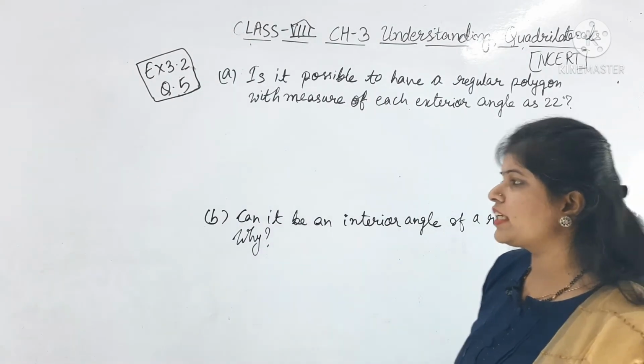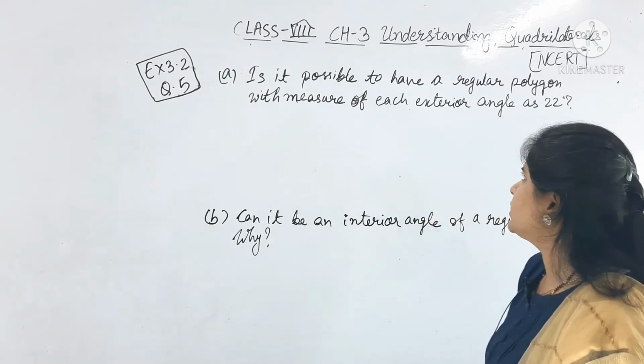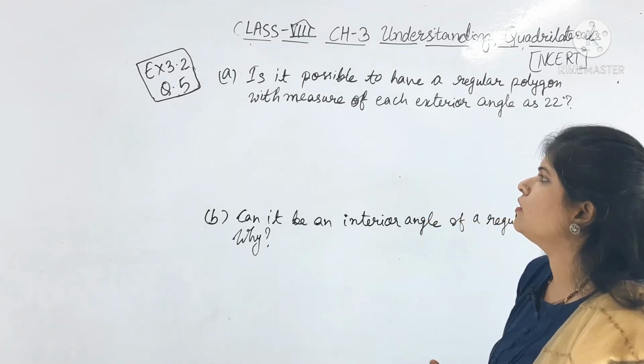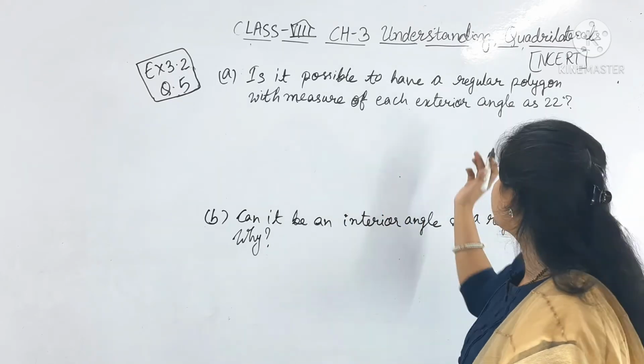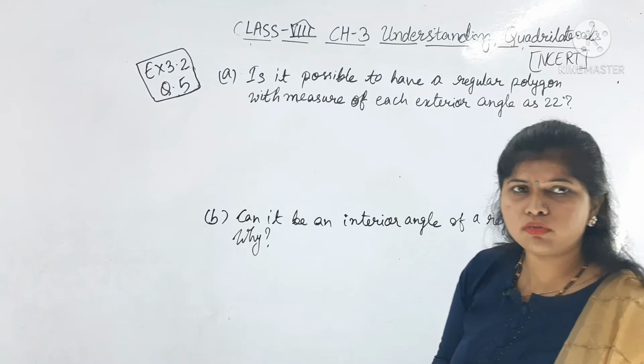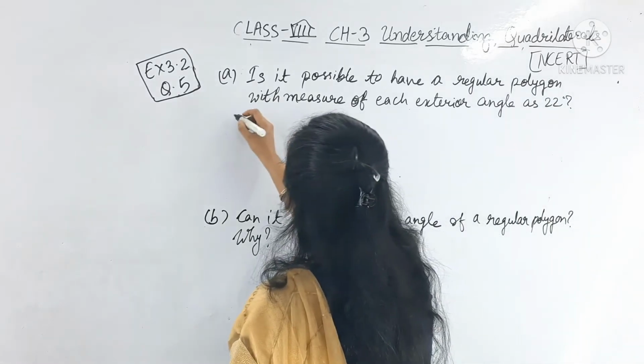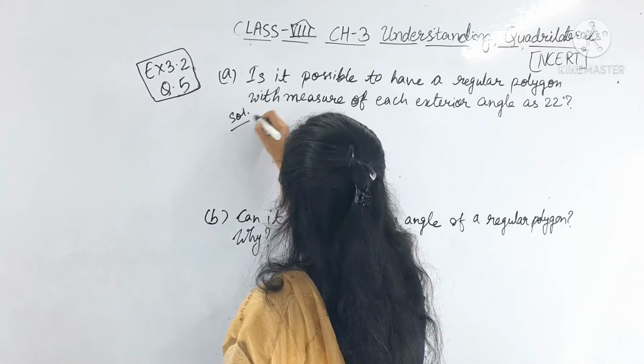Okay students, let's see question number 5 here. Here it is given what they ask. Is it possible to have a regular polygon with measure of each exterior angle as 22 degree? It is given that exterior angle is equal to 22 degree.